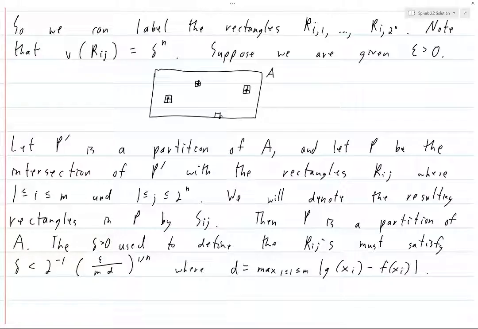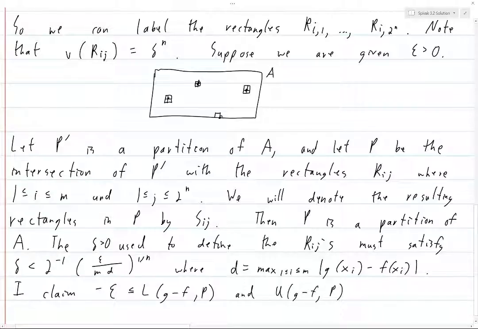All right, so now I claim minus epsilon is less than or equal to L of G minus F with respect to P, and U of G minus F with respect to P is less than or equal to epsilon. Okay, so let's prove the first inequality here.